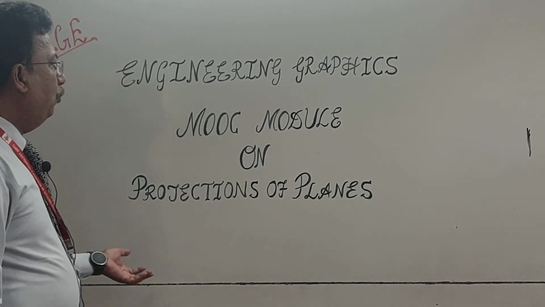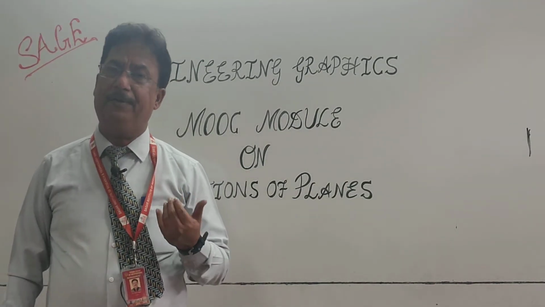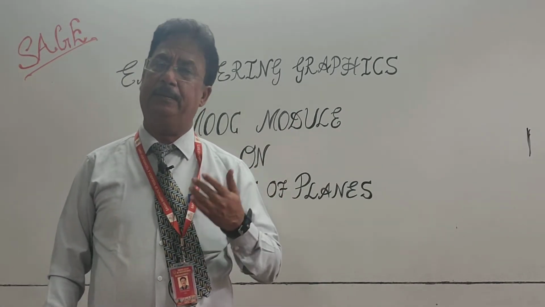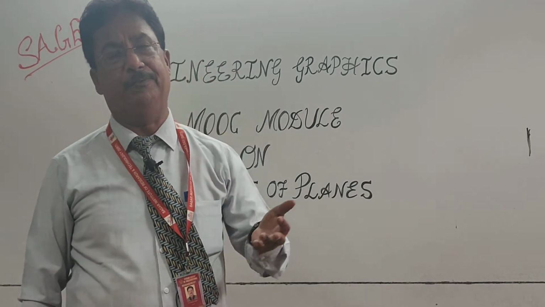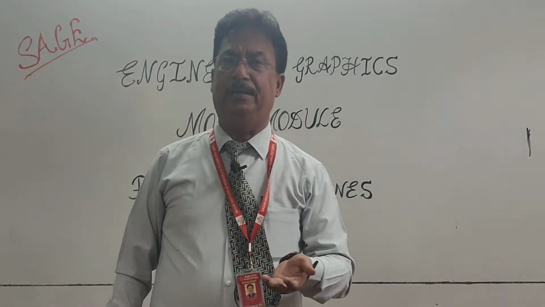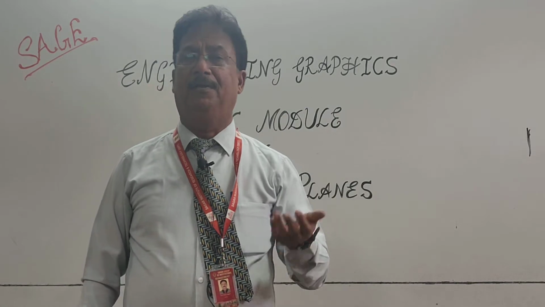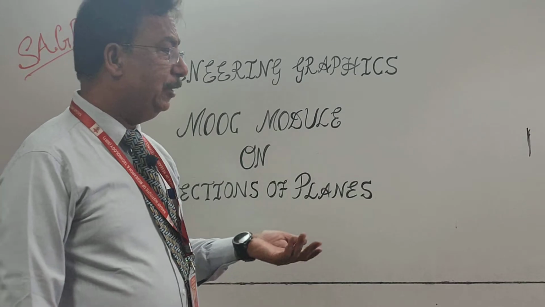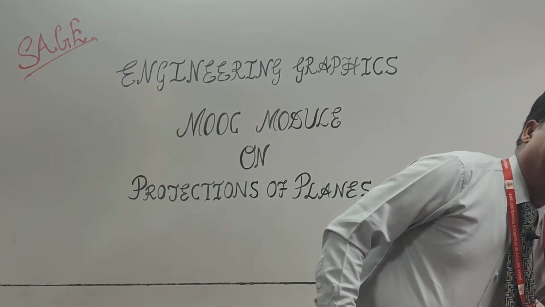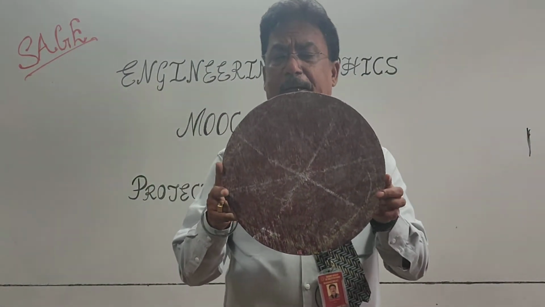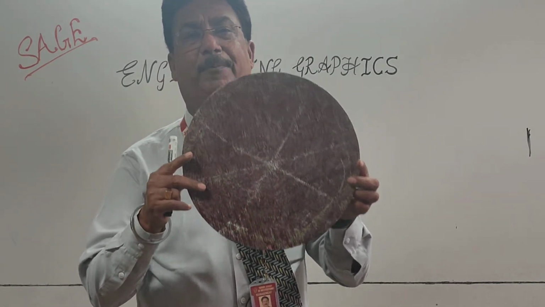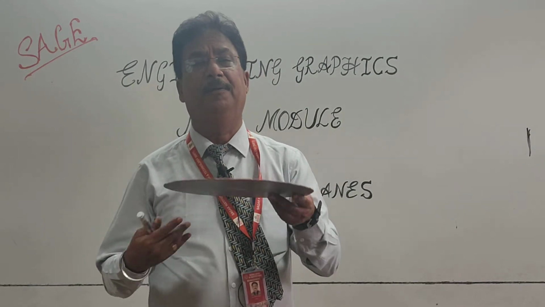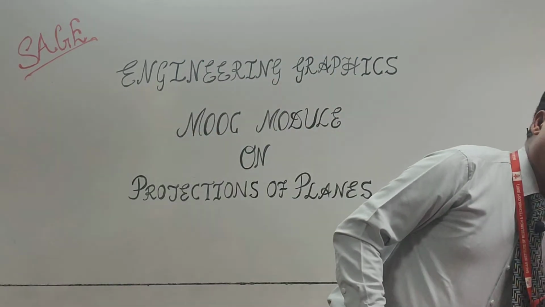In the MOOC module, I have prepared 11 videos for you on the projection of planes, starting from the introduction, the positioning of the plane in the simple position with respect to HP and VP. There are 2 types of planes. One is the perpendicular plane, the second is the oblique plane. Perpendicular planes are those planes which are perpendicular to one of the reference planes. If I hold it like this, it is parallel to VP and perpendicular to HP. If I hold it like this, then it is parallel to HP and perpendicular to VP. So this is the simple position of a plane.